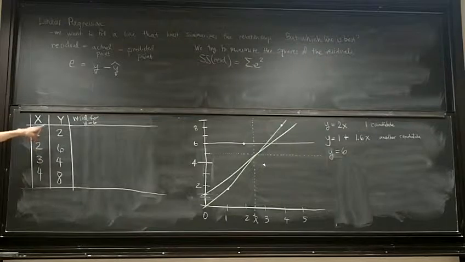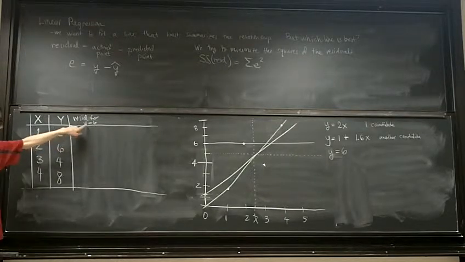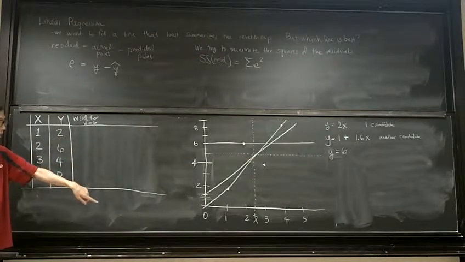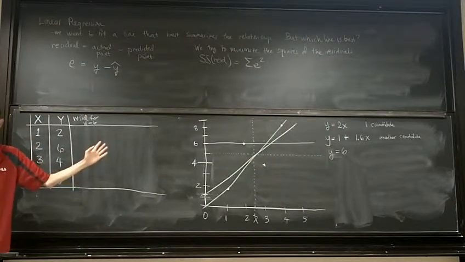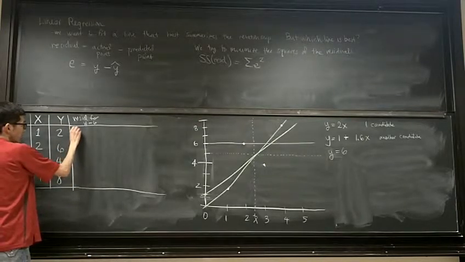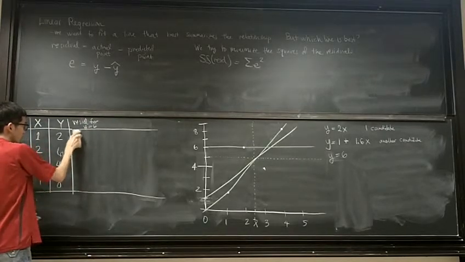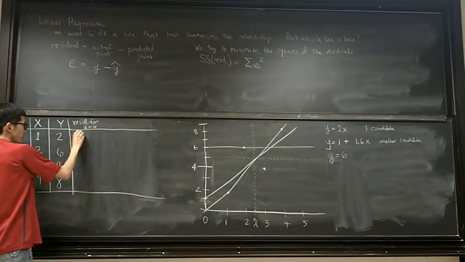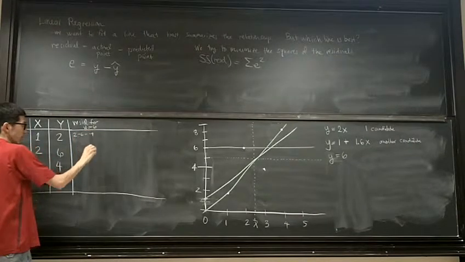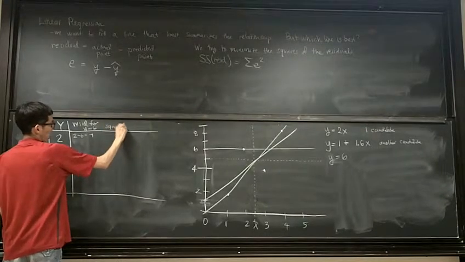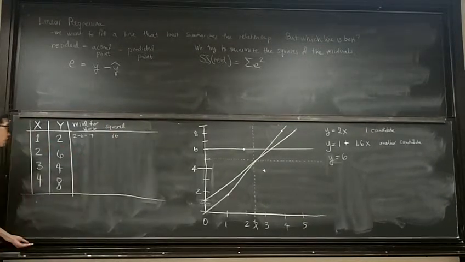So the residual is the difference between the actual point and what we predicted. Okay? So here, if my line is y equals 6, what would I predict my value to be when x equals 1? 6. So the actual point is 2, and I do the actual minus the predicted. So I do 2 minus 6, which gives me negative 4. And let's square that. So we get 16.